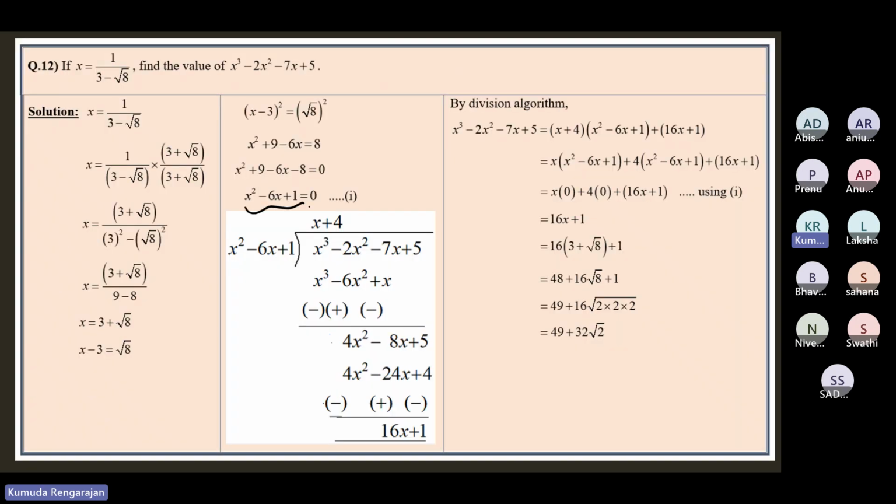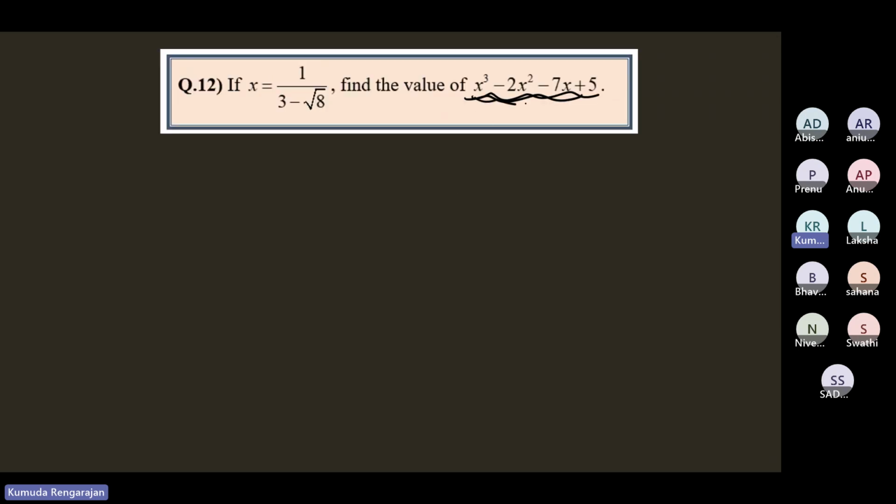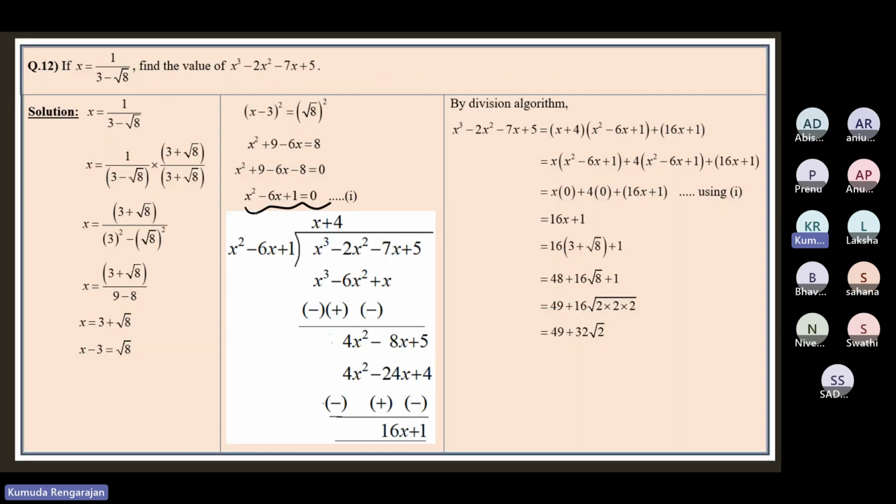Now, in order to find the value of this expression, we have to somehow connect this one and this one. Only then can we get the value. So we're going to connect it using long division. If you take the bigger one, this x cube, as a dividend, and the smaller one, this x square, as a divisor, you can connect these two by the division algorithm. Dividend is equal to divisor into quotient plus remainder.